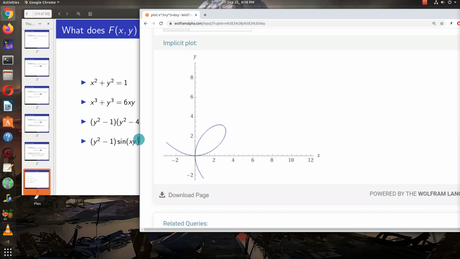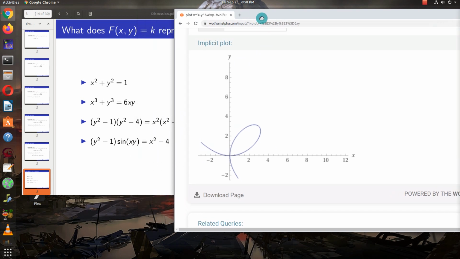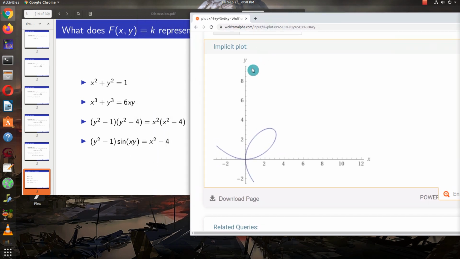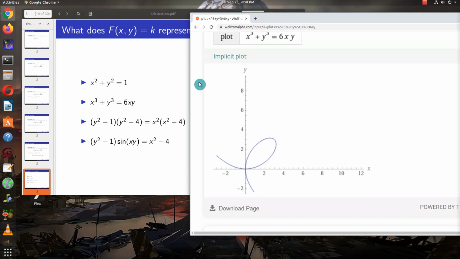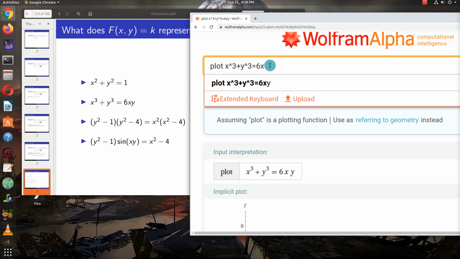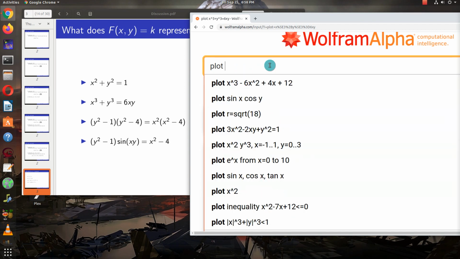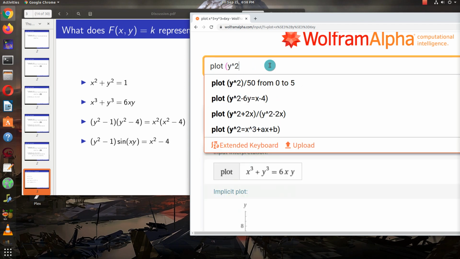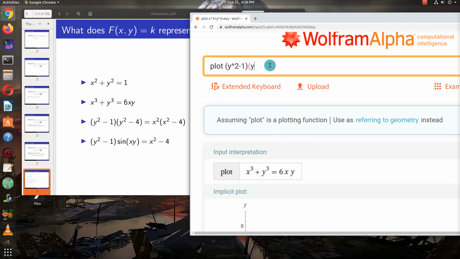All right. Let's see what this next one looks like. It looks kind of scary, but it's all polynomials, so how bad could it be? Let's see. That's going to be plot (y squared minus 1) times (y squared minus 4) equals x squared.